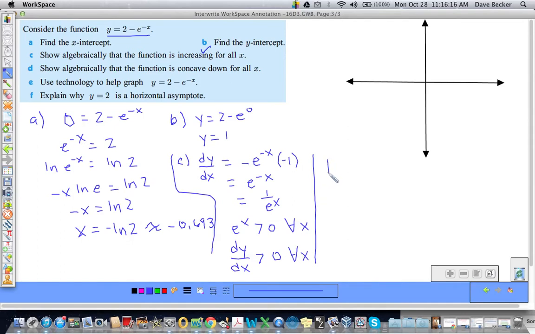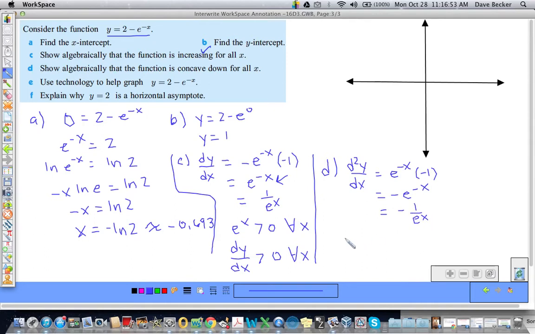Okay. What about D? Show algebraically that the function is concave down for all x. So I need the second derivative. I'm going to use this form right here to take the second derivative, the derivative of the first derivative. And that is going to be e to the negative x times negative 1, which is negative e to the negative x. Well, by the same reasoning, this is going to equal negative 1 over e to the x.